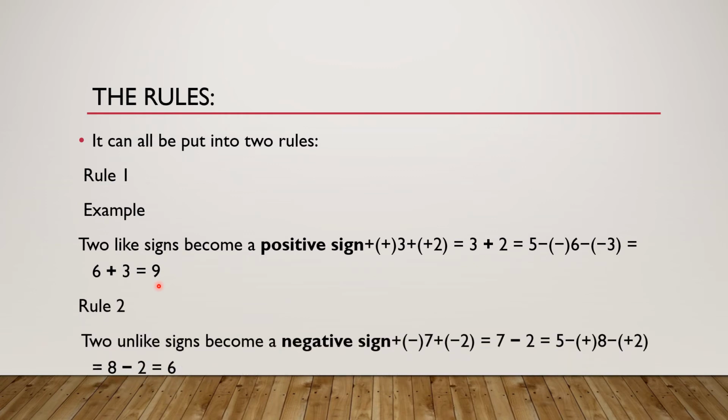Our second rule: 2 unlike signs become negative. So negative, then negative, so that will become 7 minus 2. And then we have 5. 7 minus 2 is equal to 5. So we have 8, and then minus 2 is equal to 6.